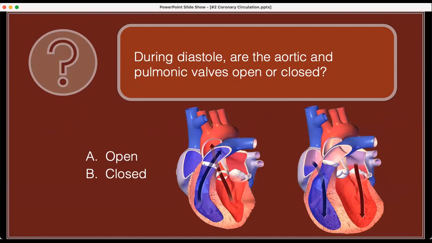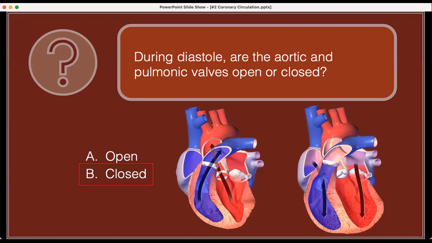First question: during diastole, are the aortic and pulmonic valves open or closed? So this is your figure to look at systole and diastole. Systole is when the ventricles, both ventricles, are squeezing, contracting, and at that point the aortic and pulmonic valves are open. And the second figure over to the right is during diastole. So your right answer is those are closed during diastole.